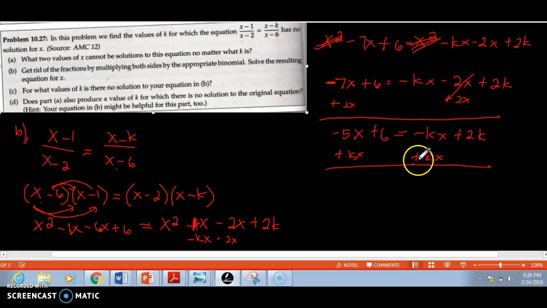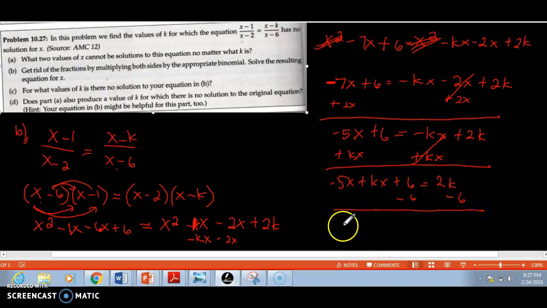Okay, of course this one will cancel out. This one you cannot really combine because 5 and k. So you can just write negative 5x plus kx plus 6 is equal to 2k. Now 2k doesn't really have an x, so you can just get rid of that 6 by subtracting it, minus 6 here. So now you would have negative 5x plus kx is equal to, this one will zero out, 2k minus 6.